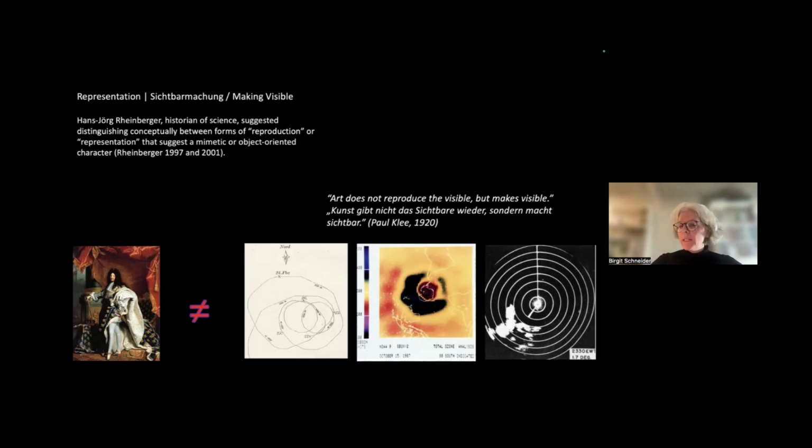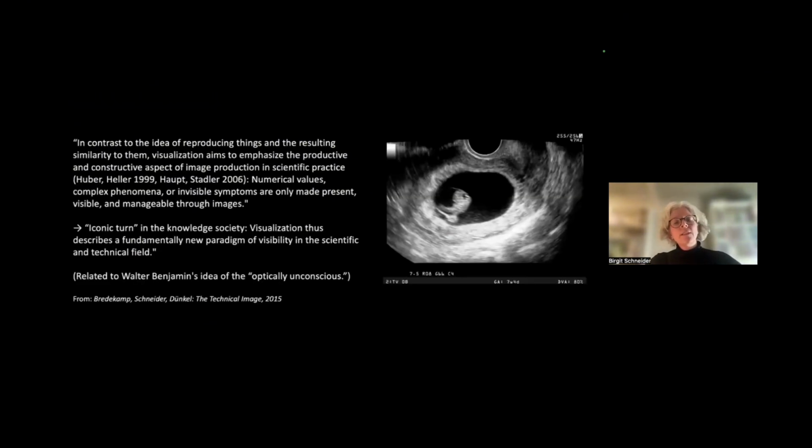And on the other hand, there are many images which we now might call operative images, but which follow a different idea of what an image makes actually. And this is Sichtbarmachung, making things visible. And in contrast to the idea of reproducing things and the resulting similarity to them, visualization aims to emphasize the productive and constructive aspect of image production in scientific practice. Numerical values, complex phenomena, or invisible symptoms are only made present, visible, and manageable through images.